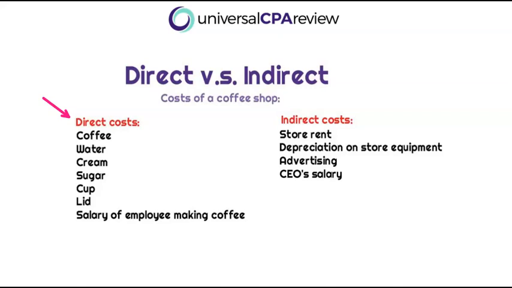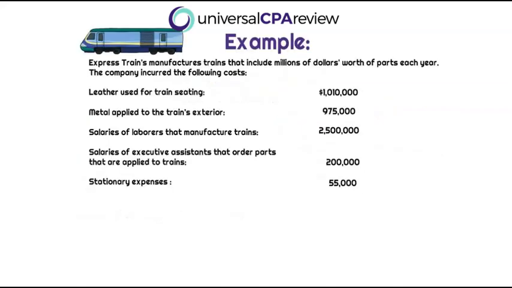All right, so that's the key, making the coffee. You could directly trace that salary to the product itself. Okay, so indirect costs, this is going to include things like store rent, depreciation on that store equipment, advertising, the CEO's salary, not somebody who can directly be traced to the cost object. So at the end of the day, these are not going to be easily traced to the cost object.